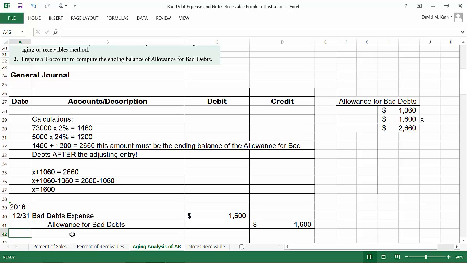Okay, so that concludes the 3 different ways we can estimate bad debt expense. Let's take a look at the other part of this material and take a look at a notes receivable problem illustration in the next one here. I'll pause the video for a few seconds.